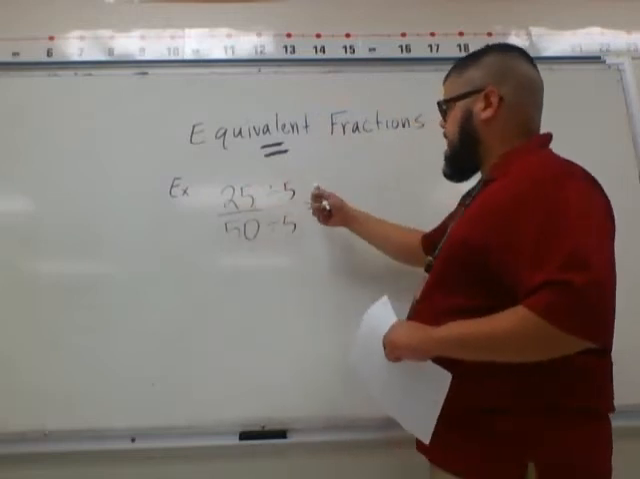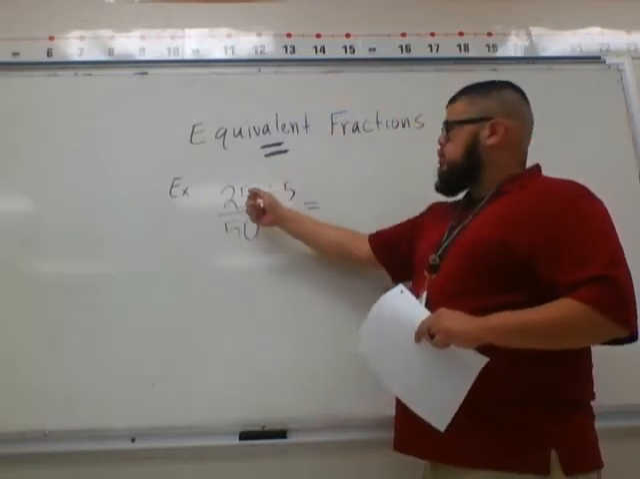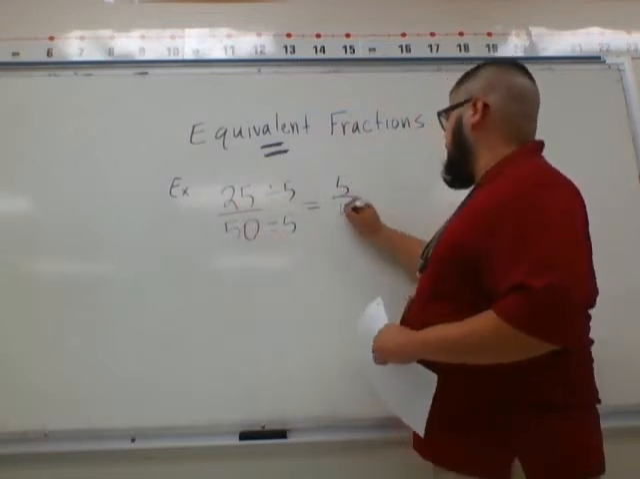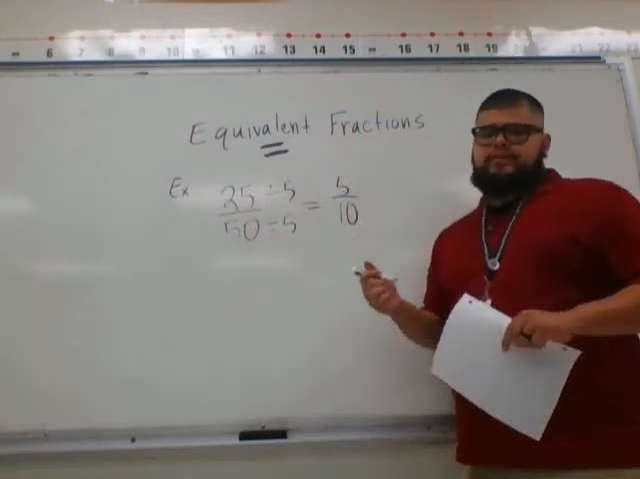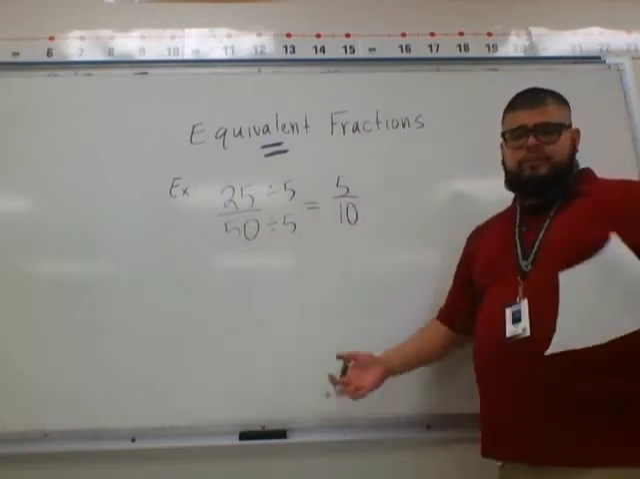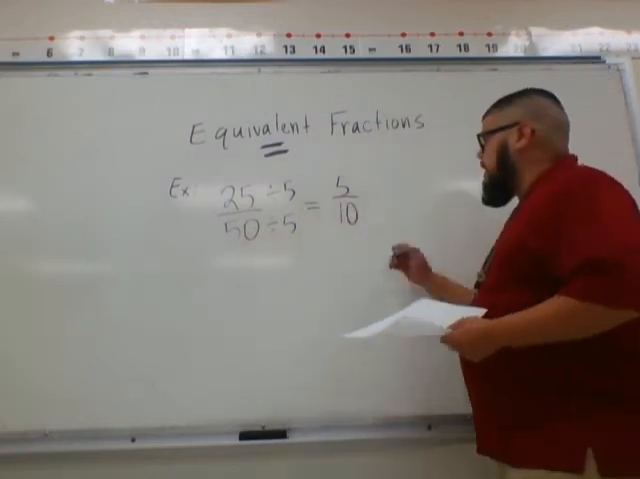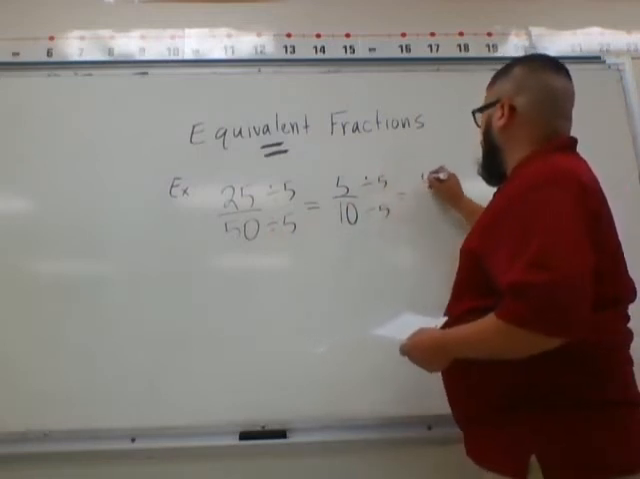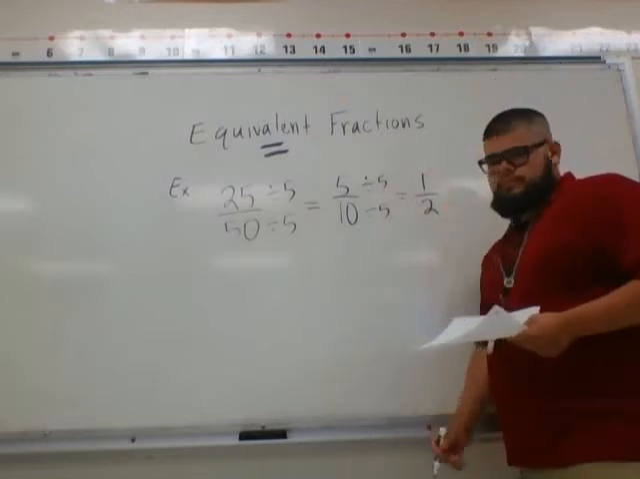25 divided by 5. So again, whatever you do to the top, you have to do to the bottom. 25 divided by 5, we get 5. 50 divided by 5, we get 10. Are we finished? No, because I can still think of a number that goes into 5 and 10, which is the number 5 again, right? And so we're going to divide the top by 5 and the bottom by 5. We're going to end up with 1 over 2.